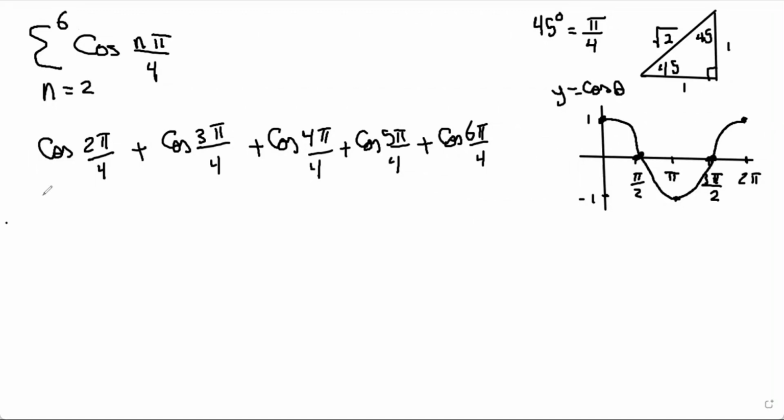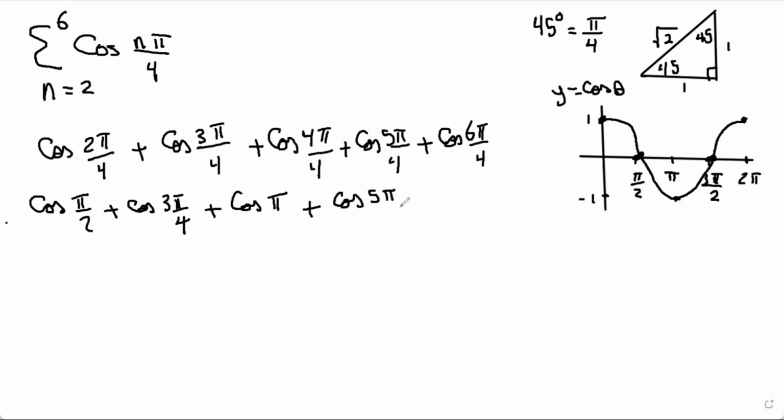I'm going to simplify a little bit here. So cos, that's going to be pi over 2. That's just going to stay as cos 3 pi over 4. Plus this is going to reduce to cos pi. And that's just going to stay as cos 5 pi over 4. And this here is just going to be cos 3 pi over 2.